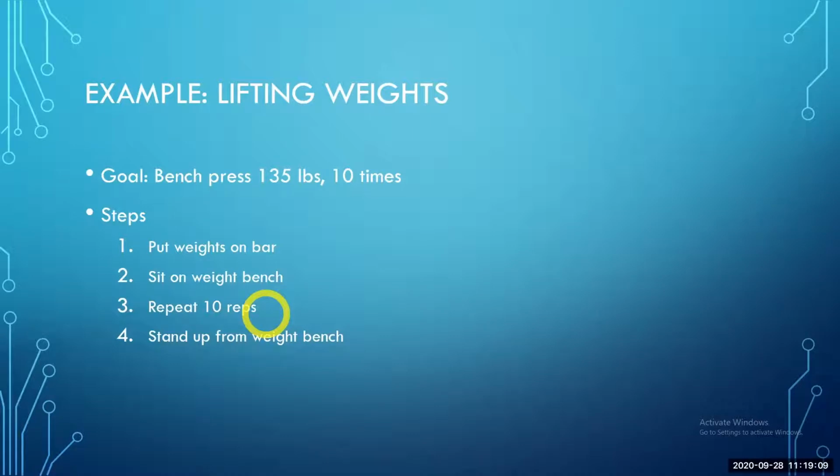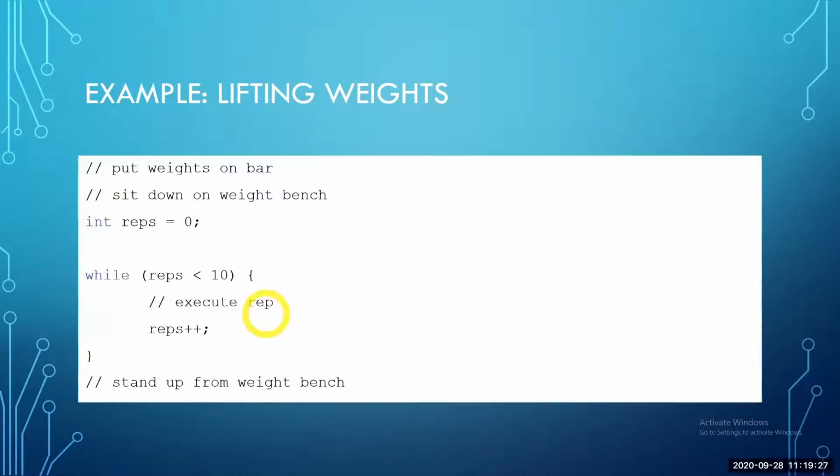And in life, we have a lot of loops, right? Now that we are in coronavirus, many of our days are in loops. But for this example, you can see that we want to repeat something over and over again, but there are other things that we only need to do once. Same thing with code. So we take this to code, we put weights on the bar, we do that one time. We sit down on the weight bench, we do that one time. And then we count our reps, execute rep, execute rep, execute rep, 10 times. Then lastly, we stand up from the weight bench, right? So there are things that you only do once, but there are also things in code that you want to repeat over and over and over again.